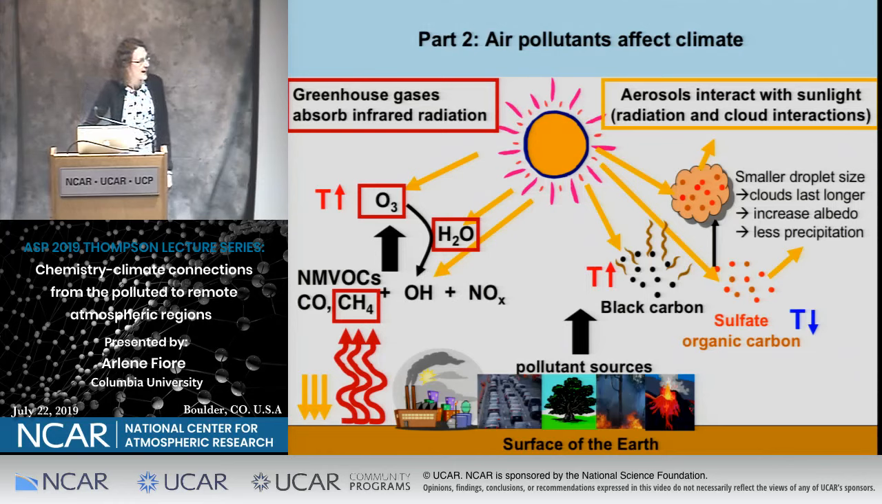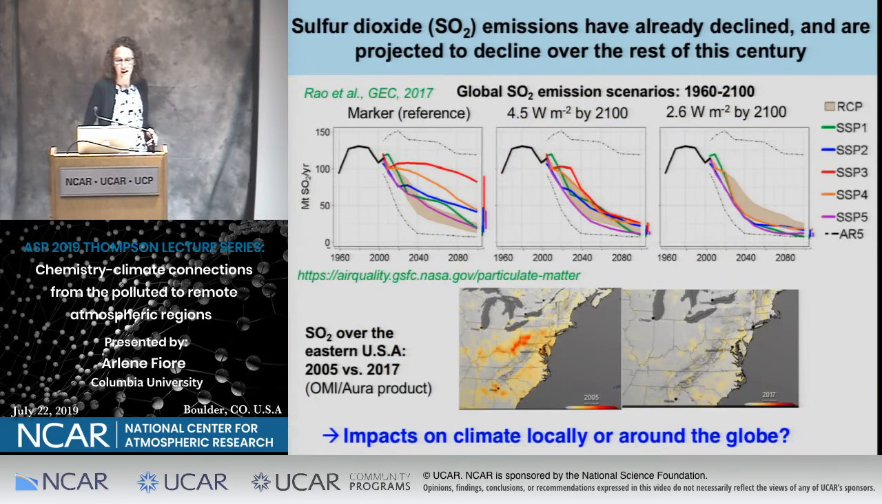Okay, so now we're going to think largely about sulfate aerosol. We're going to zoom in here and think about sulfate aerosol over the US and how that influences regional and global climate. And by regional, I also mean in different regions around the globe. The motivation here is that, as I had mentioned earlier, SO2 emissions have already declined and are projected to keep declining over the rest of this century.